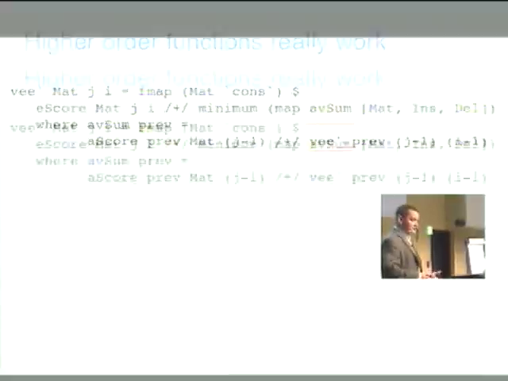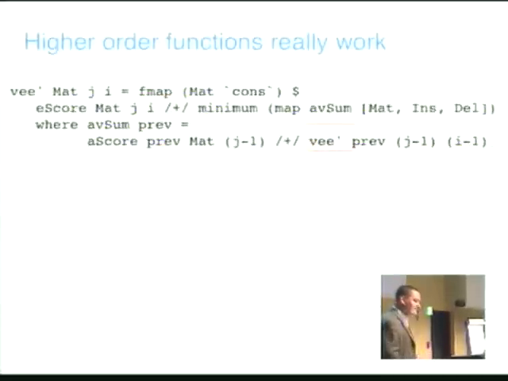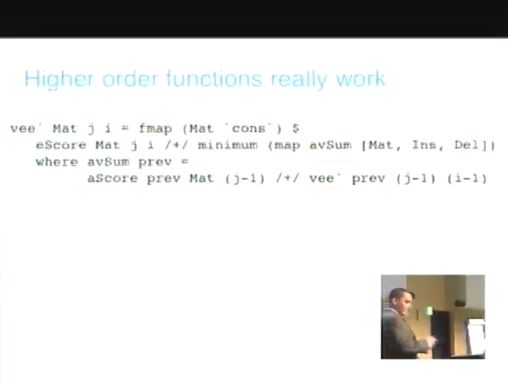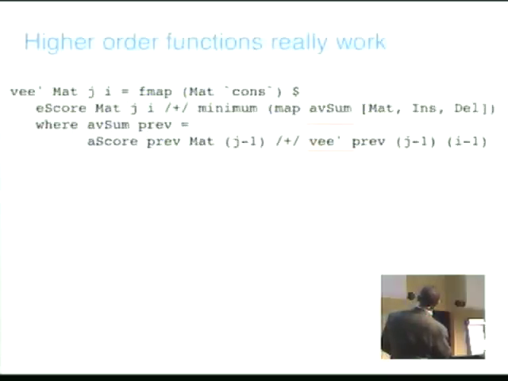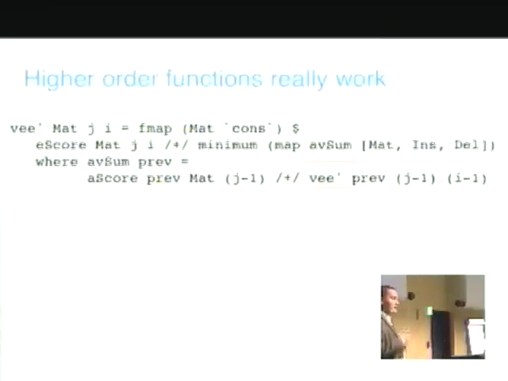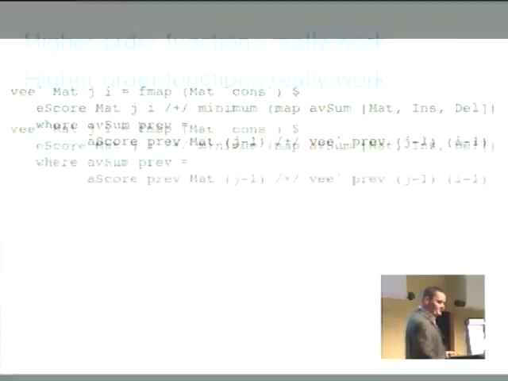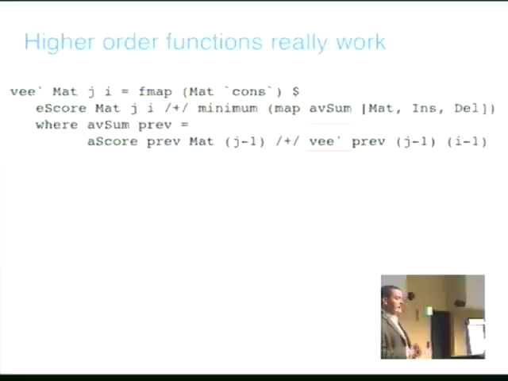So higher order functions really work. It's not news. This is the code again, but you'll notice it has v prime instead of v double prime, so it is faithful to the math. I'm going to show you that we can take the code that matches the math exactly, turn it into code we actually run, and do this by a sequence of semantics preserving transformations.